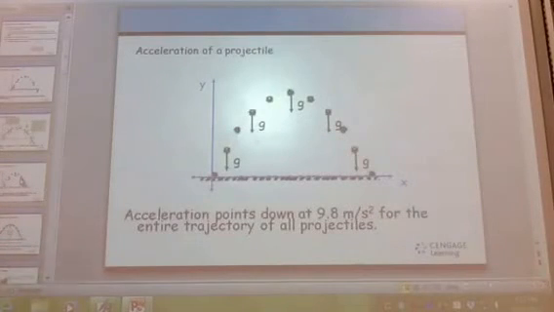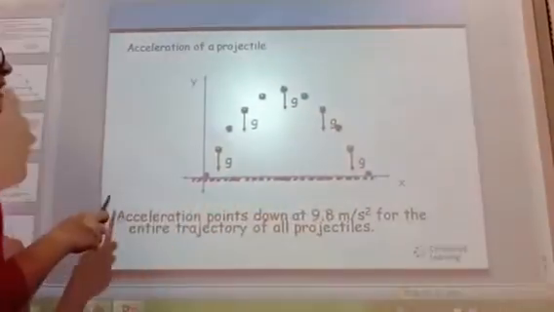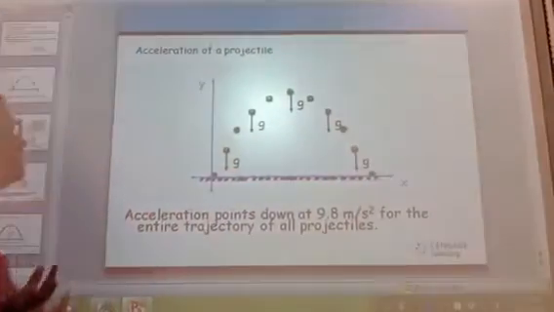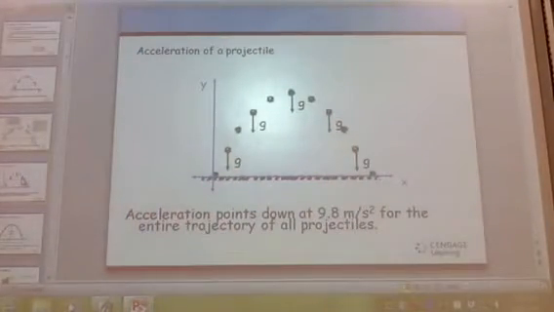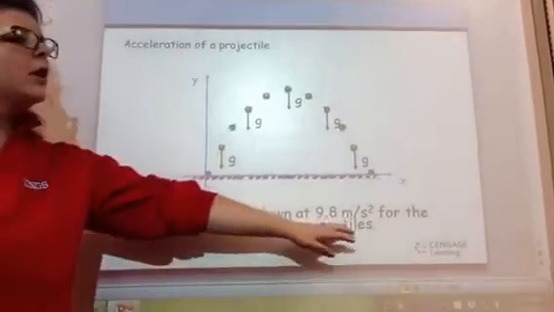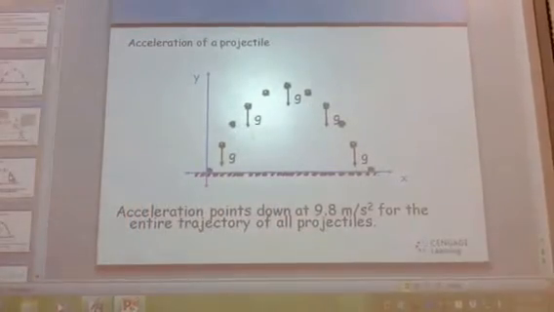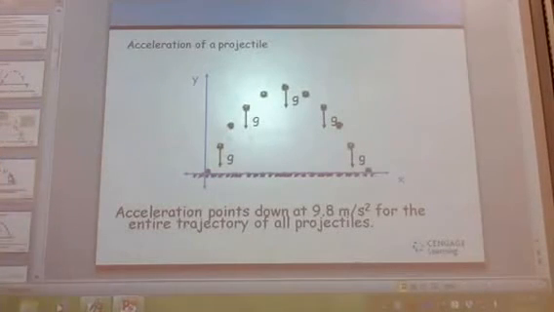In terms of acceleration, if I follow my trajectory again, at every point my acceleration will be pointed downwards, because the force of gravity is always pulling the object down towards Earth. So acceleration is always pointing down, and the magnitude of our acceleration will be 9.8 meters per second squared. Sometimes a problem will tell you to just assume that g is 10. For us, we want to use 9.8, but don't be surprised if a problem says to just use 10 meters per second squared.